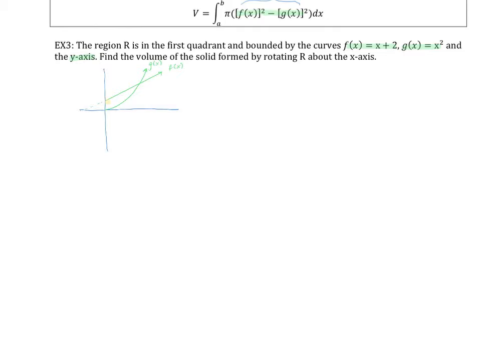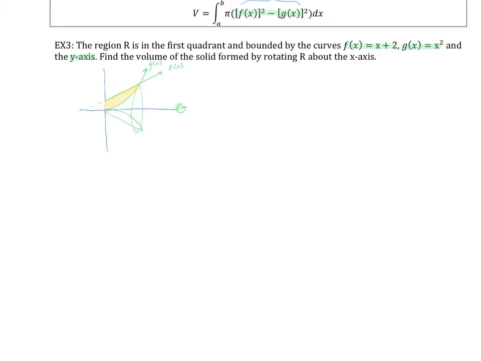And in between those two, that would be the region that we're referring to in the first quadrant. So what we're going to do with this region is rotate it about the x-axis. This may be difficult to visualize, but when we rotate this around, we're going to be creating this volume where there's an actual hole in the middle, which is why we use washers.